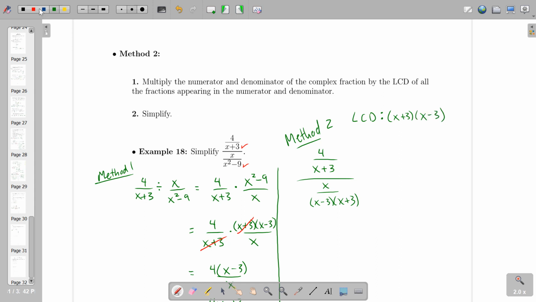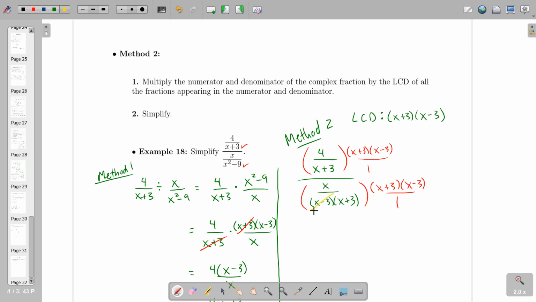So that means what I'm going to do now is, it says multiply the numerator and denominator of the complex fraction. So that means the big numerator and the big denominator by the LCD. So I'm going to multiply this by x plus 3 times x minus 3. And I can put this over 1 just to make it really clear. This is multiplying to the top here, and x plus 3 times x minus 3 over 1. That's still legal because we have this big fraction here, and I'm doing the same thing to the top and bottom of this big fraction.